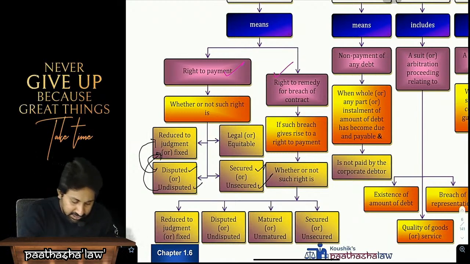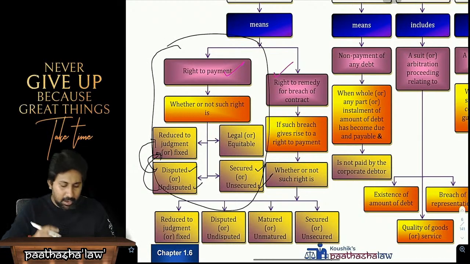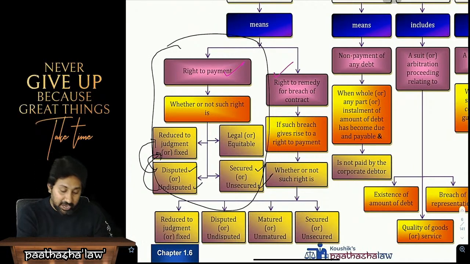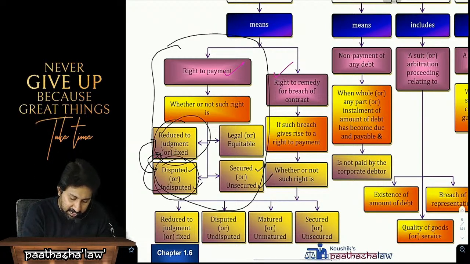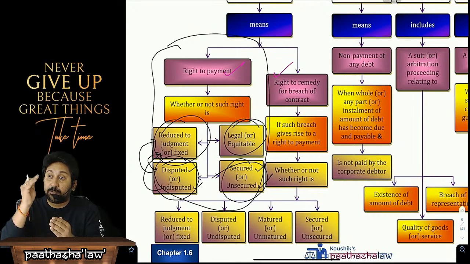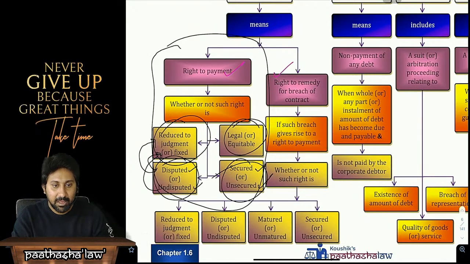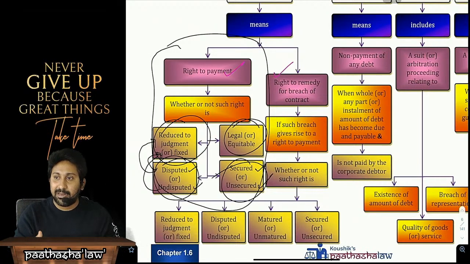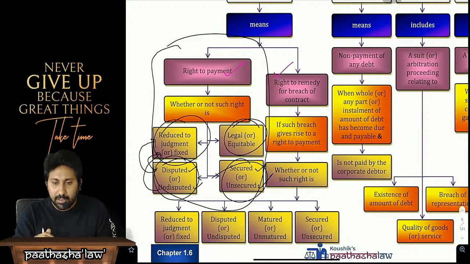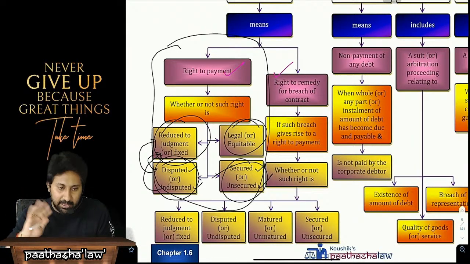Next, this point we understood. Right to the payment, whether or not such right is reduced to the judgment. But you read first this one, later this one, later this one, lastly this one. Like that, if you read, you can get clarity. Right to the payment, whether or not such right is disputed or undisputed. Immediately the brain will indicate there is some linking concept here. Once disputed, it may be reduced to judgment. If it is undisputed, a fixed amount will be taken up. Next one, it may be legal, it may be equitable.